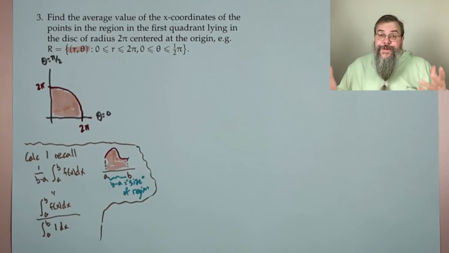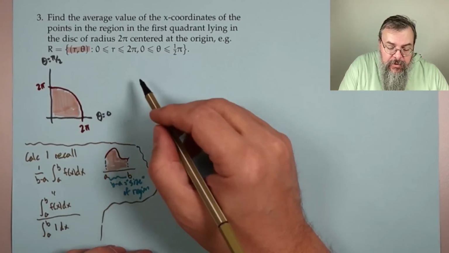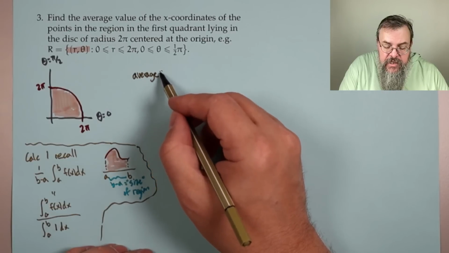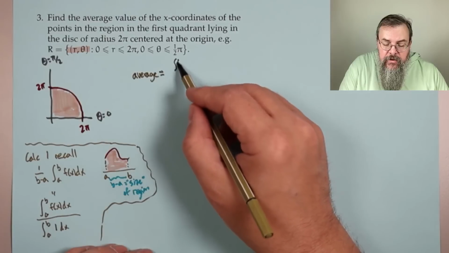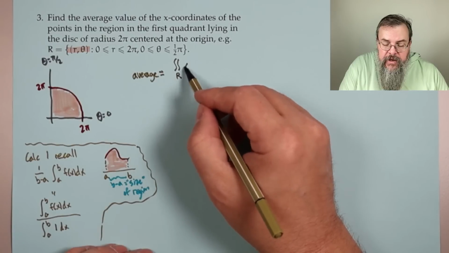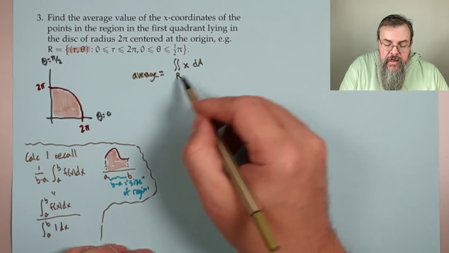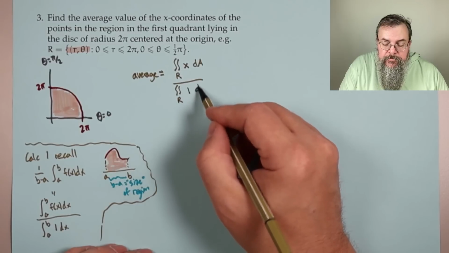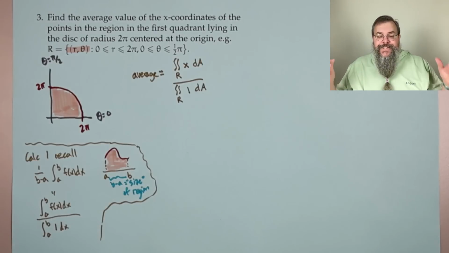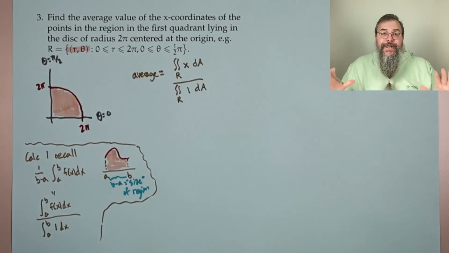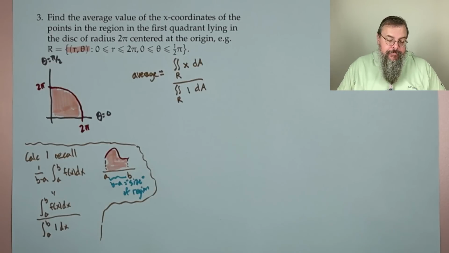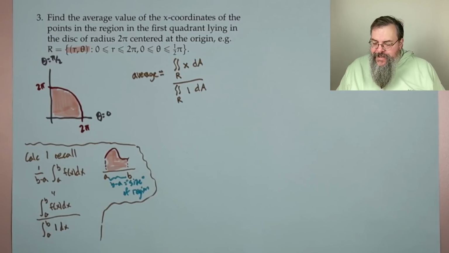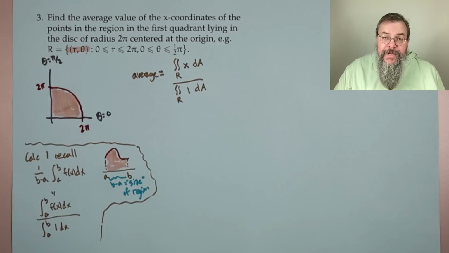So, what's our plan? Our plan is we want to do the same idea. We're going to find the average by integrating over our region the value x, divided by the integral over our region of the value 1. All right, so that's our average. Okay, now with that out of the way, we can say cool, cool. So what do we do next?